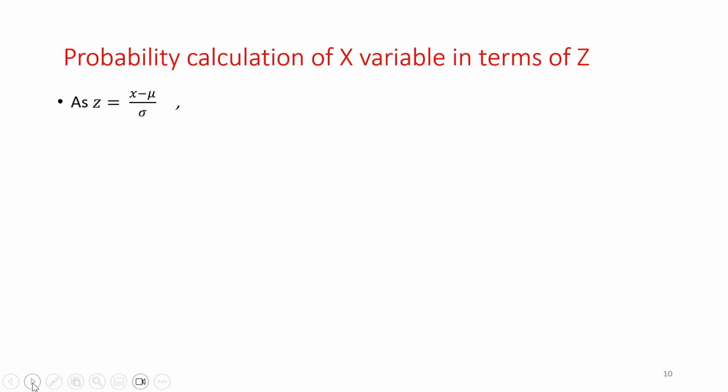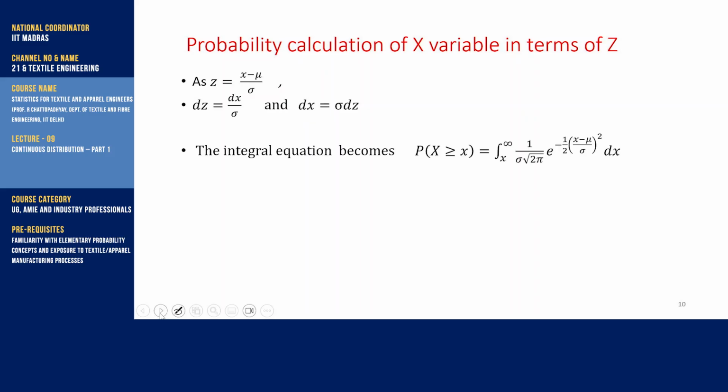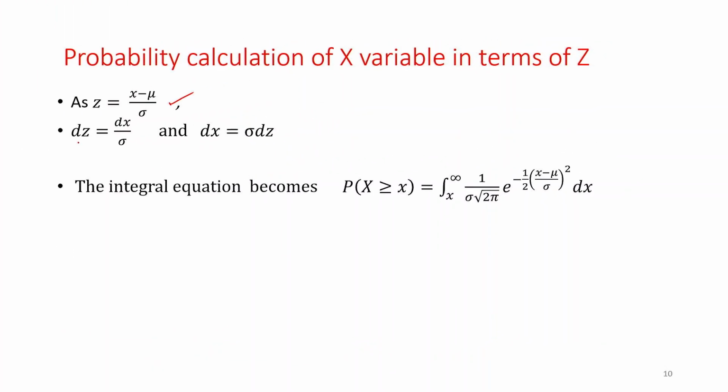Now we'll come to the actual probability calculation. As I said, it is difficult to do the integration, and to overcome that difficulty, this standard normal distribution curve was developed. That's what the mathematician Gauss wanted, to make the calculation easy, and he developed this particular technique. As z equal to x minus mu by sigma, therefore dz is going to be dx by sigma, and hence from here you can write dx equal to sigma dz.